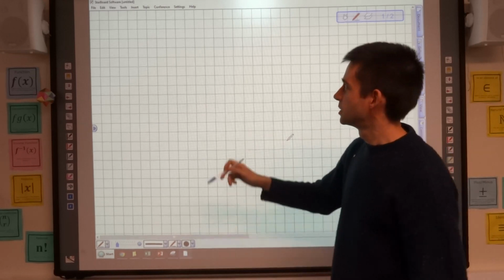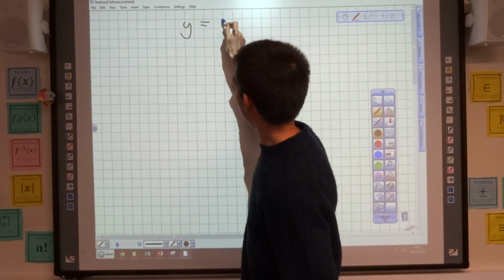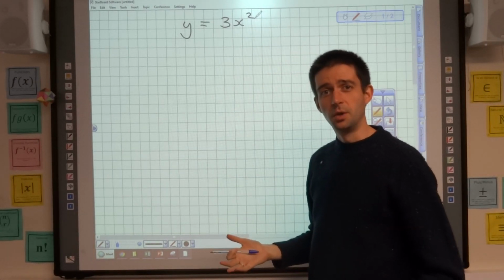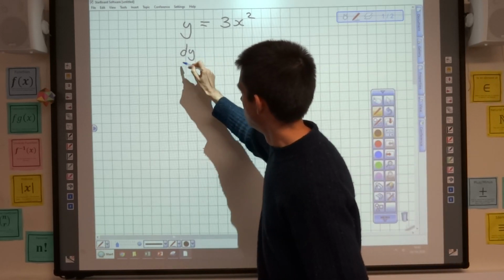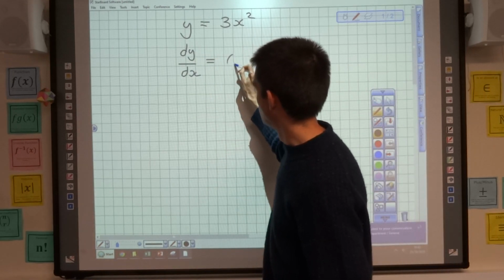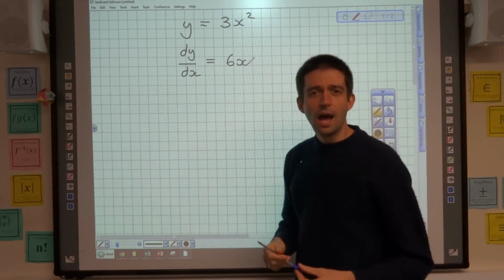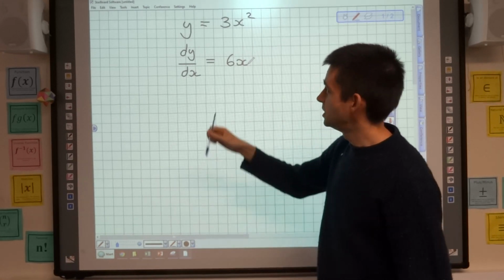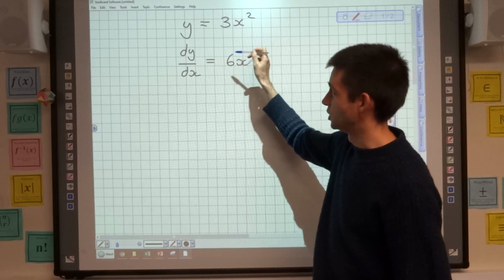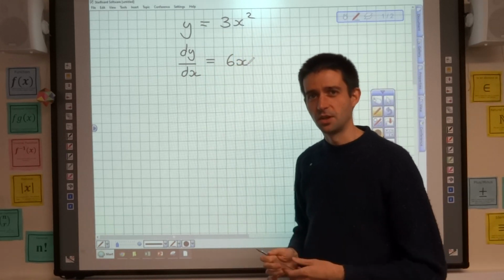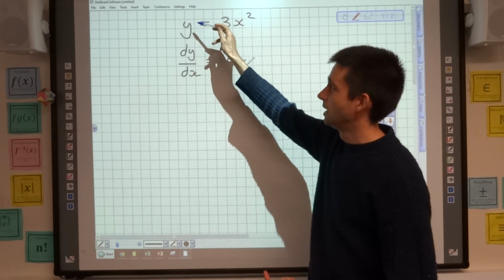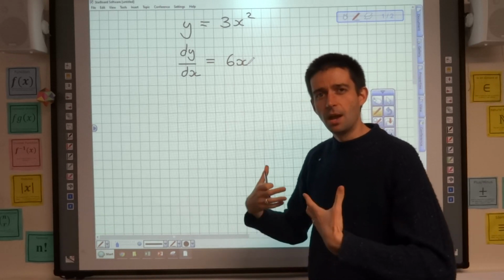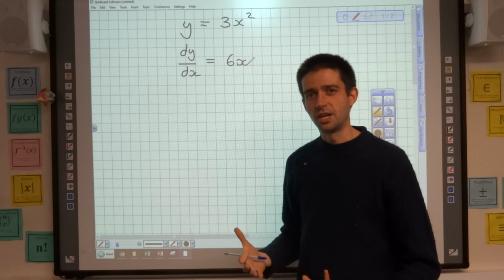So, first thing, I'm just going to start with a very simple function, y equals 3x squared. If I asked you to differentiate this with respect to x, I'm sure you would know that you would write dy/dx equals 6x. What I think students sometimes don't realise is that in addition to differentiating the right-hand side of the equation, you are also differentiating the left-hand side. When you differentiate y in terms of x, you get dy/dx. I think explaining this really helps to grasp what implicit differentiation is actually doing.